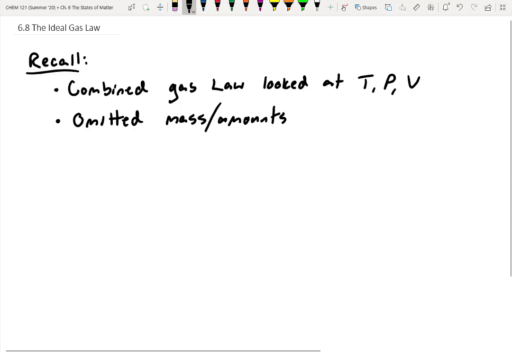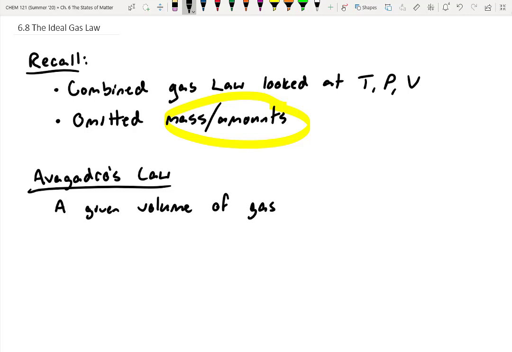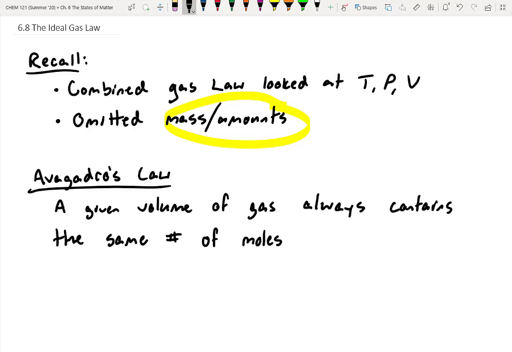But to get there, we first have to start with something called Avogadro's law. And Avogadro's law is pretty simple, but it starts dealing with this missing mass and amount component. And so what Avogadro's law states is that a given volume of gas always contains the same number of particles. And by particles, what I really mean is molecules or atoms.